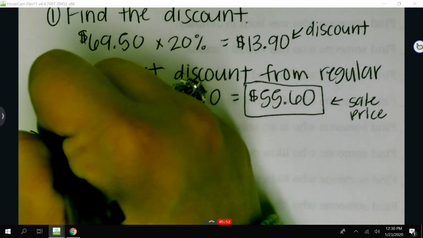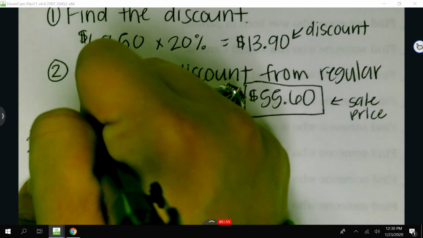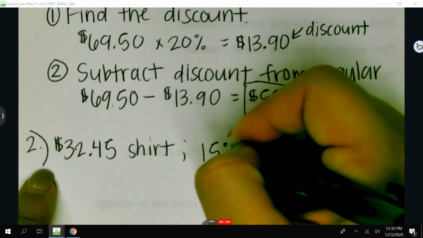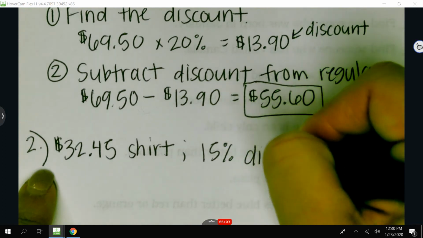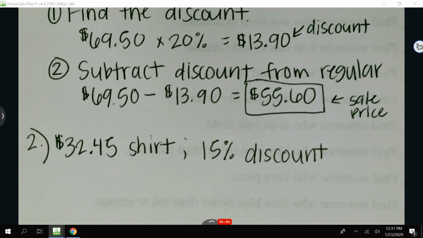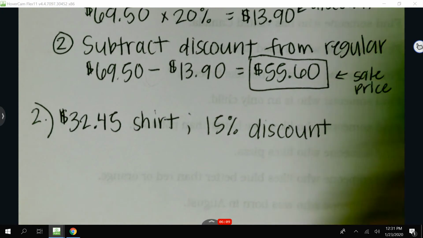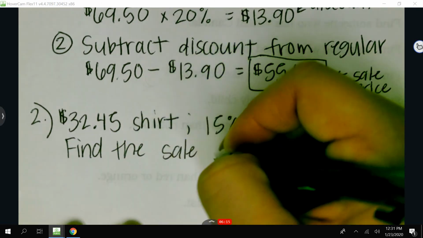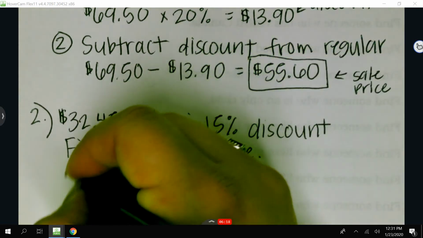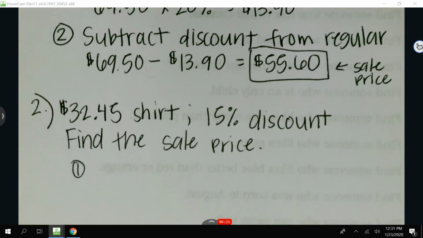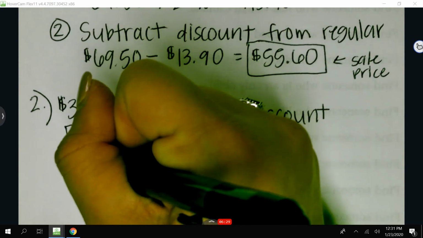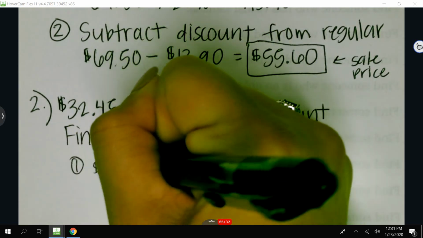Okay, one more example. We have a $32.45 shirt. And it is at a 15% discount. And then, of course, we want to find the sale price. Are you good? All right, so what's the first thing I want to do? 32.45 times 15%. Good. You want to multiply that original price by whatever percent off.